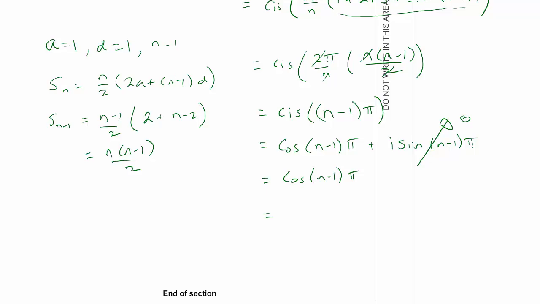So this is going to be 1 if n is odd, because then you'd have things like cos 0 and if it's 3, cos 2 pi, and so on. Or -1 if n is even.